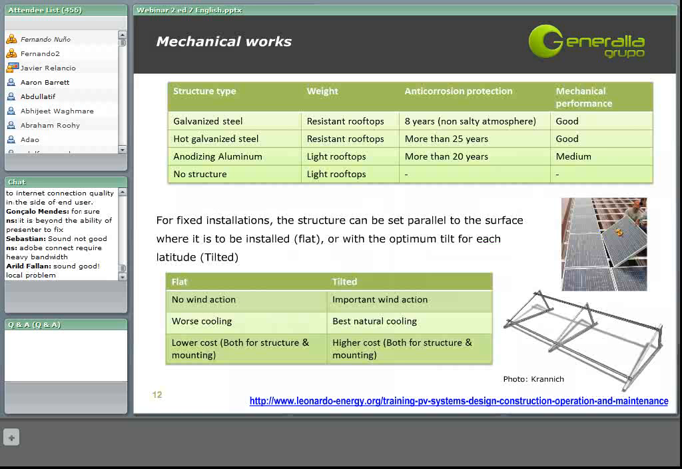This is called tilted. In the table at the bottom of this slide, you can see the main features of a flat and a tilted structure. As we studied in the first webinar, the flat structure doesn't have any wind action and has a lower cost, as it takes profit of the slope of the roof. However, the tilted structure has a higher cost, but normally we can optimize the tilt to get the maximum production during the whole year. So we have to balance our decision considering both the price and the performance of our plant.